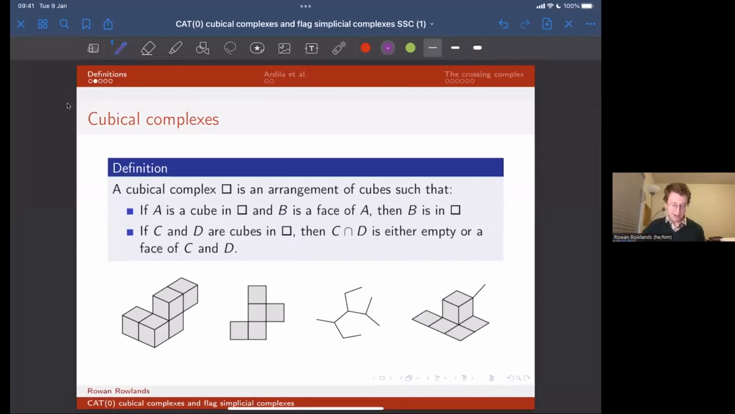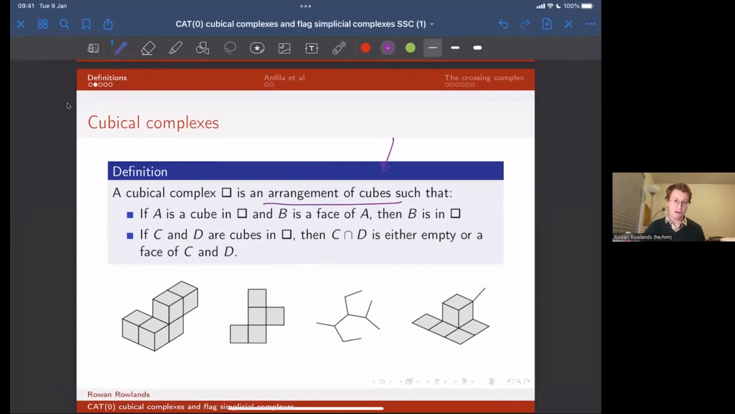So today I'll define a cubical complex as being an arrangement of cubes instead of simplices in Euclidean space, satisfying a couple of properties. Before we get to those, when I say a cube, what I mean is a hypercube of a non-negative dimension. So that means the Cartesian product of the line segment [0,1] to the d. This is not necessarily three-dimensional cubes, they can have any dimension.